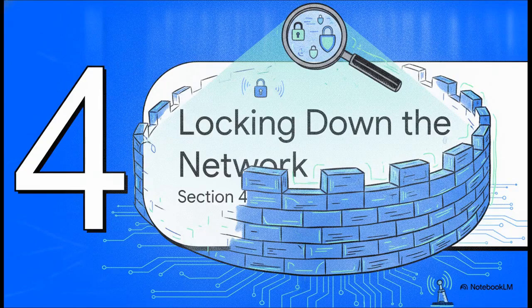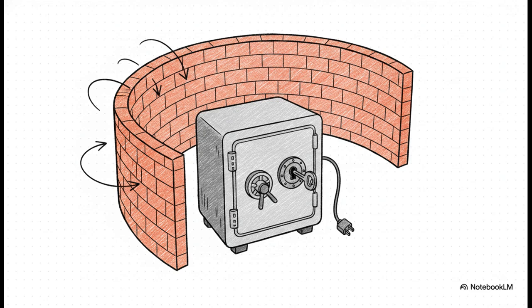Which brings us to Section 4, locking down the network. Moving out to the perimeter, how do we actually interrogate the very walls protecting the organization? Well, an auditor looks at security through multiple layers, and it's absolutely vital to ensure there are no weak links between them. On one side, we've got firewalls. This is your network-level defense. An auditor will check that the firewall policy relies on default deny, meaning unless traffic is explicitly authorized, it is blocked right at the perimeter.